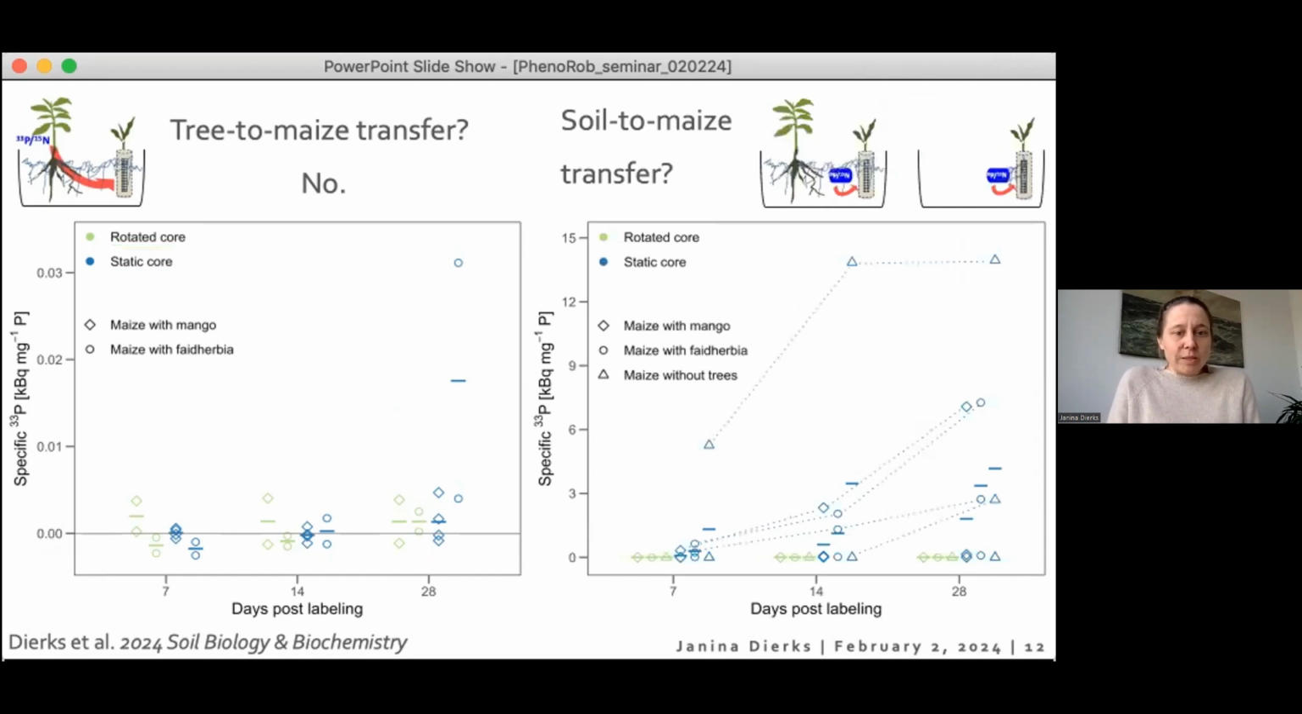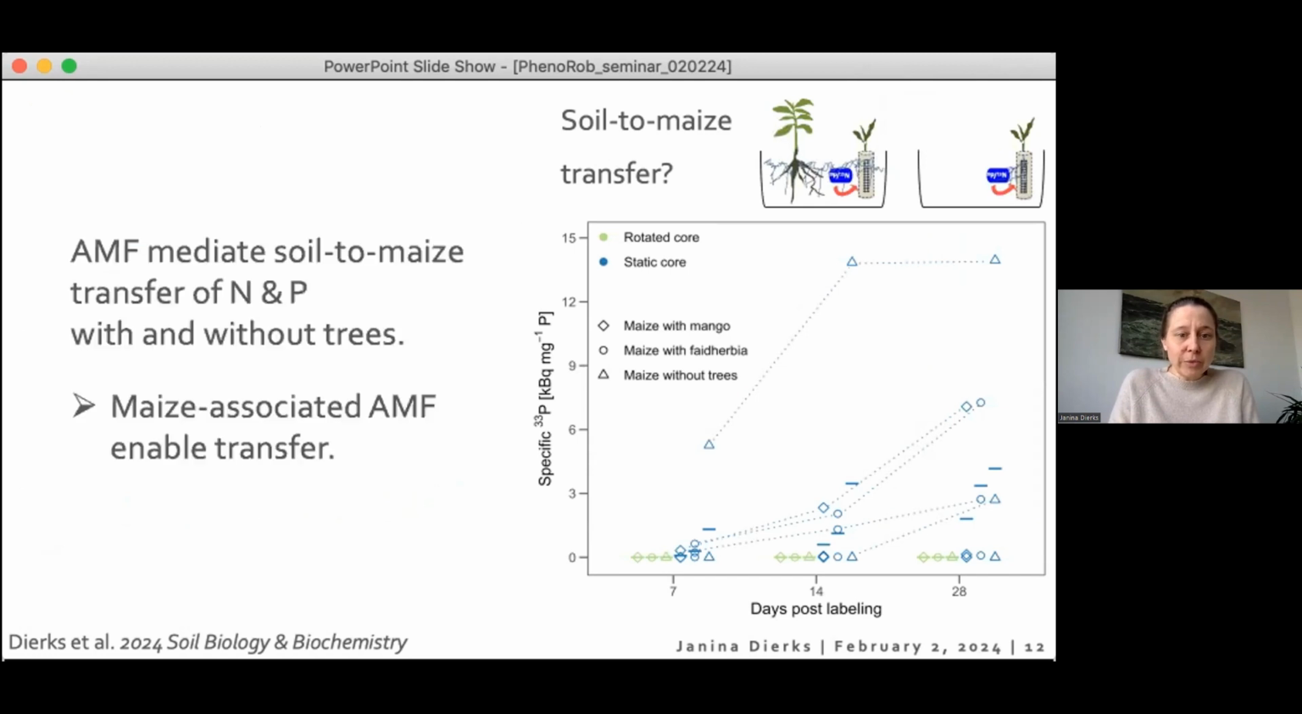For the soil to maize nutrient transfer, the layout of the figure is basically the same, with the addition of the triangles representing maize grown without trees. And here we do see that maize in static cores, so the blue shapes, show greater 33P than those where mycorrhizal mediated transfer was not possible. You see the green shapes are all around 0, and it's only the blue shapes that show an increase in 33P in maize with time. However, there was no statistical difference in the amount of nutrients obtained by maize growing with and without trees.